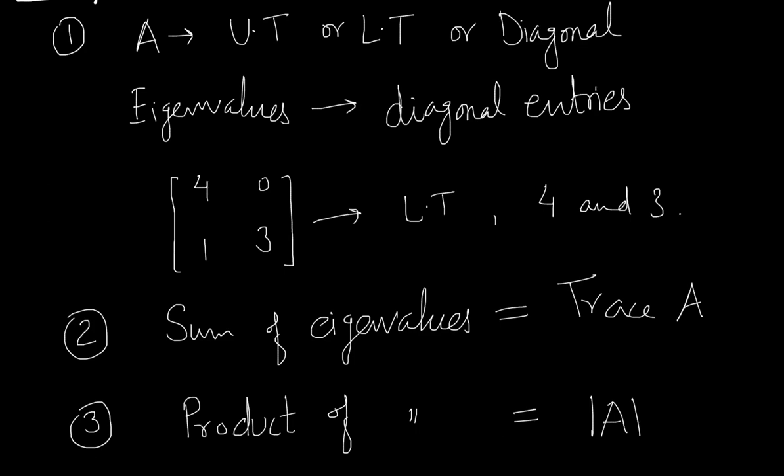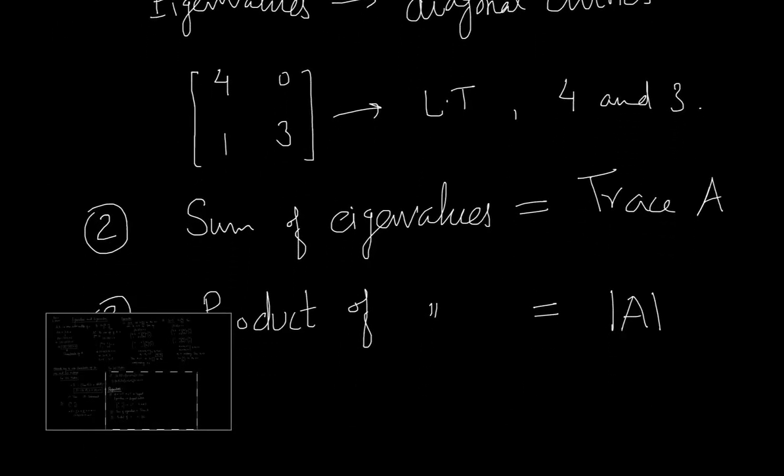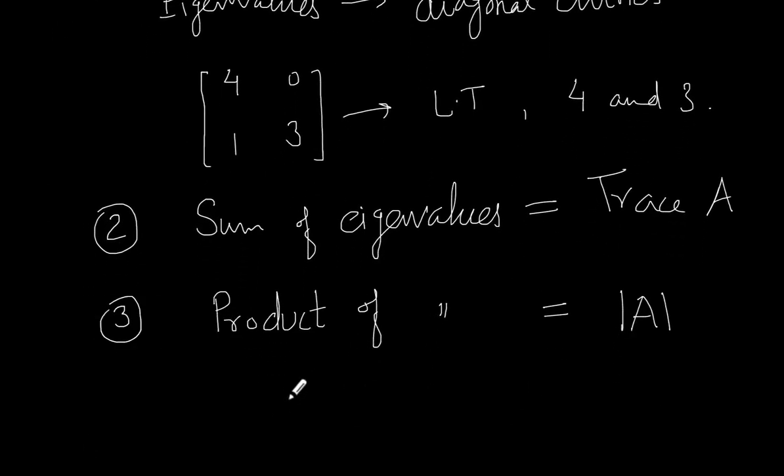This is also quite an interesting property, because if you have eigenvalues lambda 1, lambda 2 and so on, and 0 is one of the eigenvalues, then the product of eigenvalues will be 0, and by this property it comes out to be the determinant of A. We know that if the determinant of A is 0, then the matrix A is singular, or not invertible.